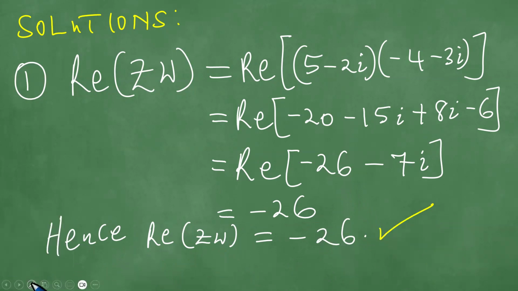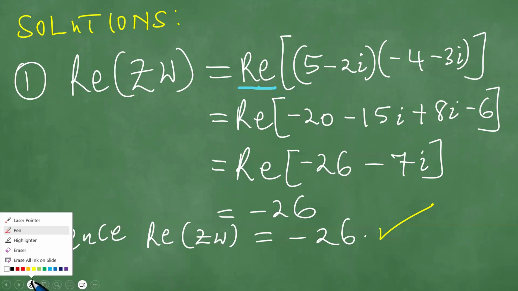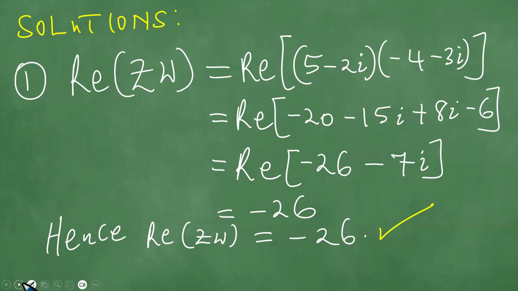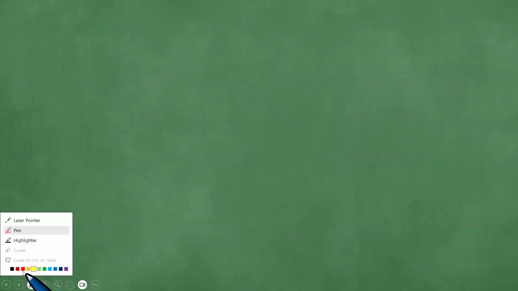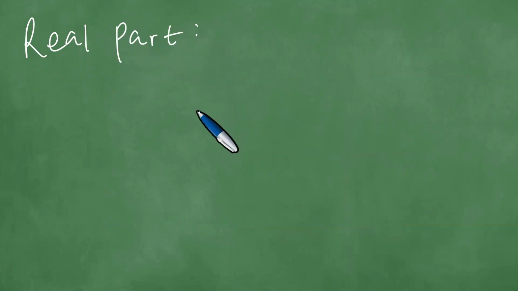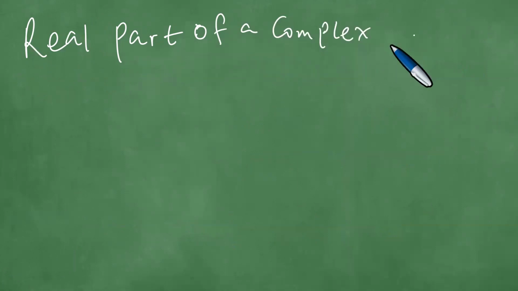Can you explain this symbol? This symbol means the real part. Let's speak about the real part a little bit. I'm just going to get back to the presentation. There is something called the real part of a complex number.